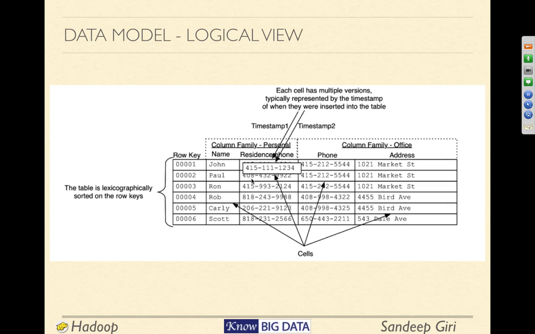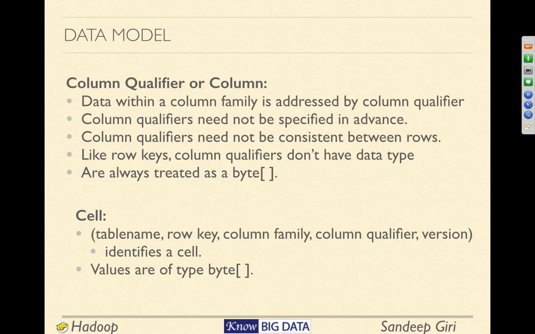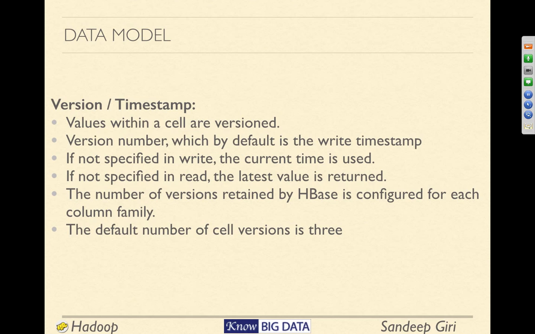Now each cell has got something called version. Each cell can also have multiple values tagged by something called a version. By default, the version is timestamp. If you do not specify the version name while writing the data into a cell, the current time is used. If not specified in read, the latest value will be returned to you. And the number of versions by default is 3. You can change that at the time of table creation.